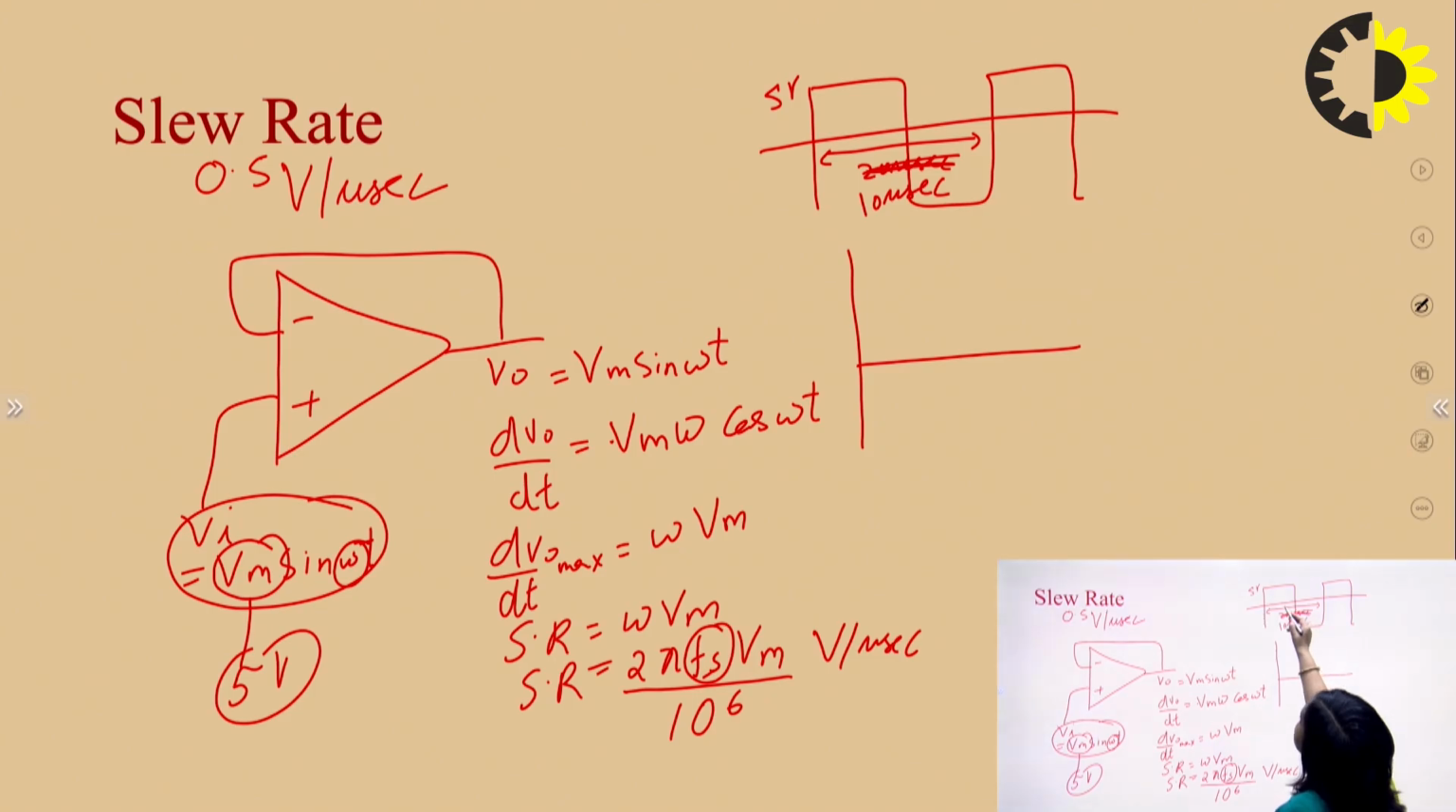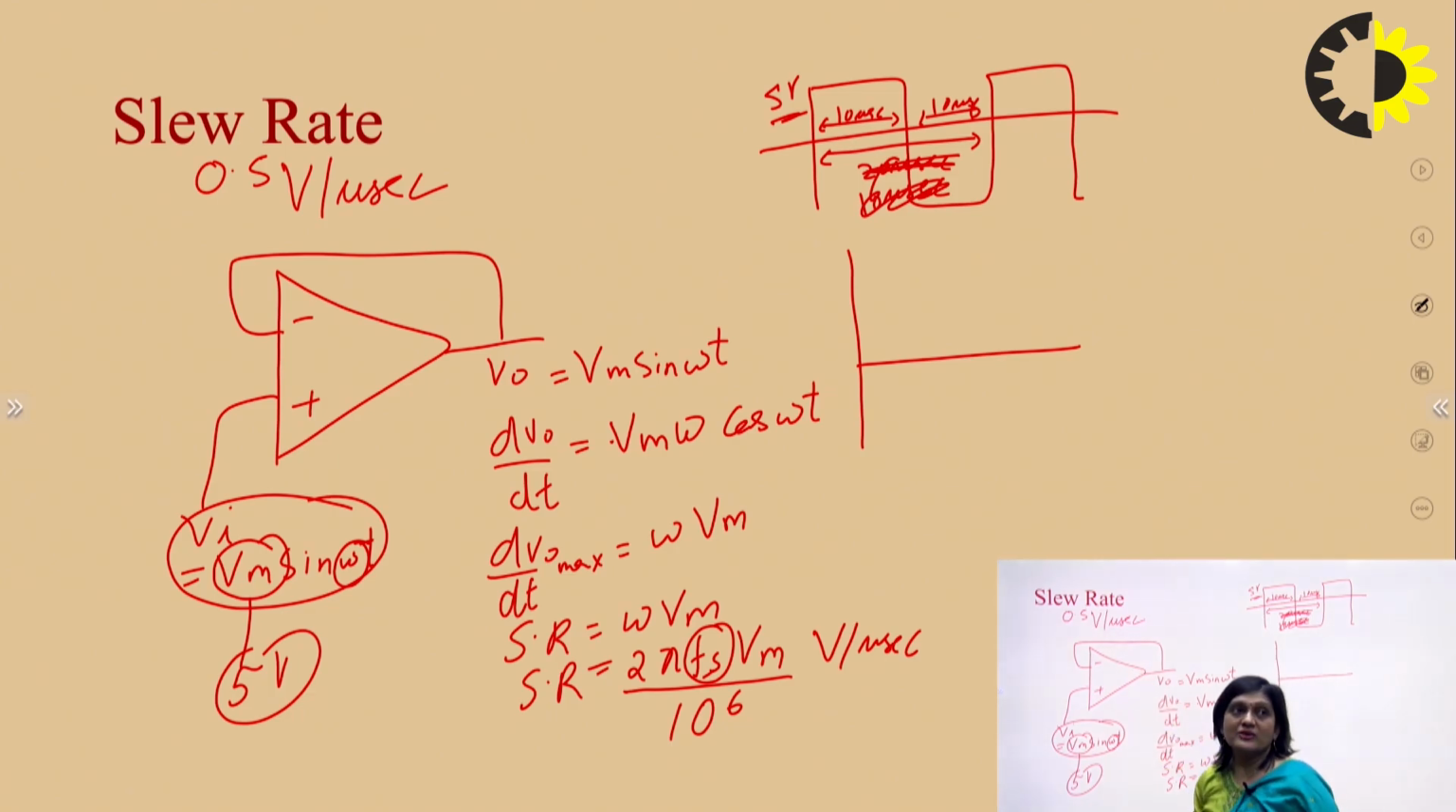This is a 10 microsecond input signal, and this is the 10 microsecond input signal. It means we are applying an input signal with 10 microseconds on-time, a time period of 20 microseconds, and voltage of 5 volt. We are applying this signal to the op-amp, which has a slew rate of 0.5 volt per microsecond. So what will be the output waveform?